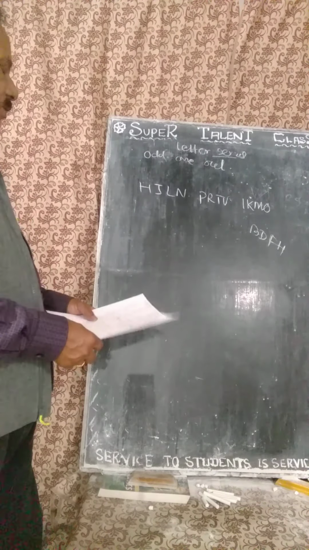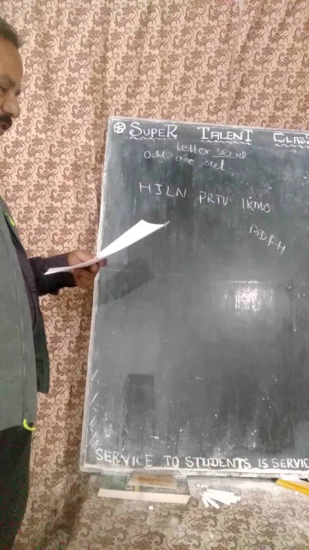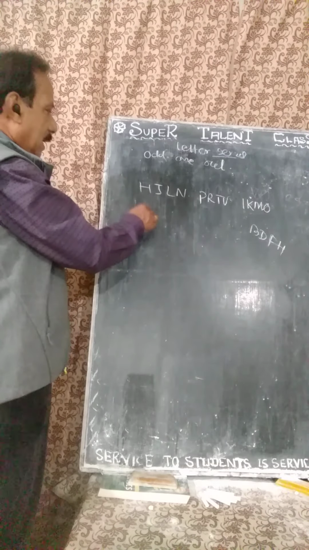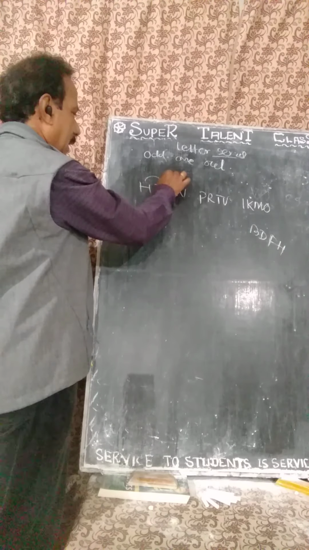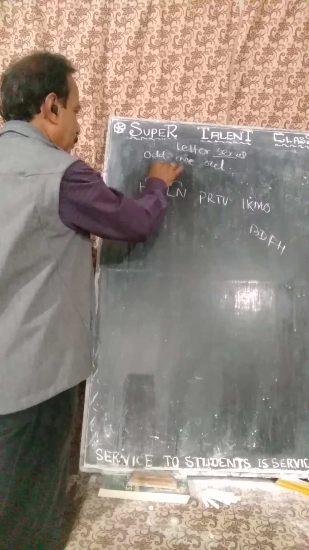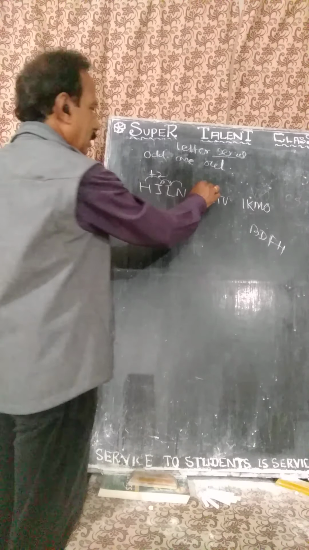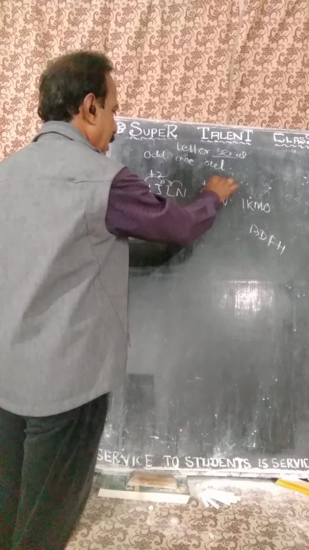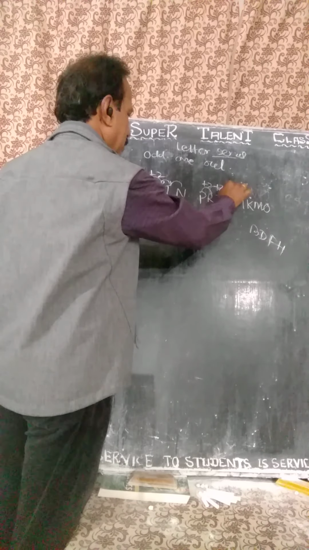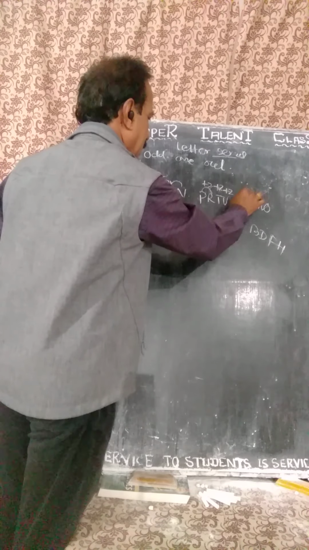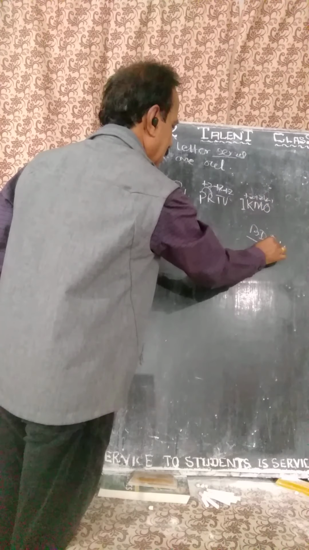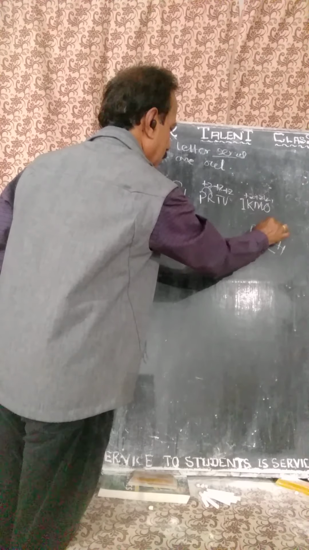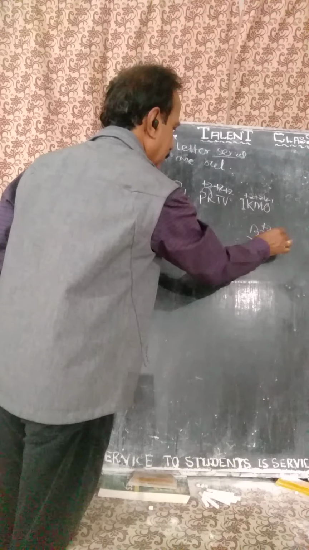So now see, the sequence is like this. H, J, L, N, all plus 2. Here you see P, R, T, V, plus 2. I, K, M, O, plus 2, plus 2, plus 2. Here B, D, F, H, plus 2.